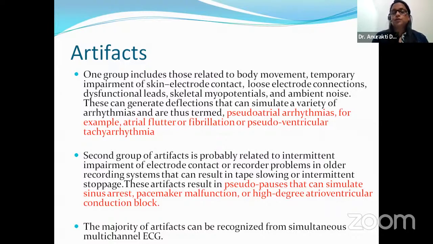So you will see, oh, there is some arrhythmia in this patient. Pseudoatrial or ventricular arrhythmias, they are called, because of loose connections or electrode contact, and the patient doesn't know that it has to be properly stuck to the chest. And sometimes skeletal myopotentials, if the patient is having some jerks or motion, or there is some noise in the area, then you can have pseudoarrhythmias. It looks like arrhythmias, but actually they are artifacts. Sometimes the leads go off and you can have pseudo pauses, which can mimic long pauses. You can actually think that this patient is having an electrocardiographic abnormality when it is just an artifact.